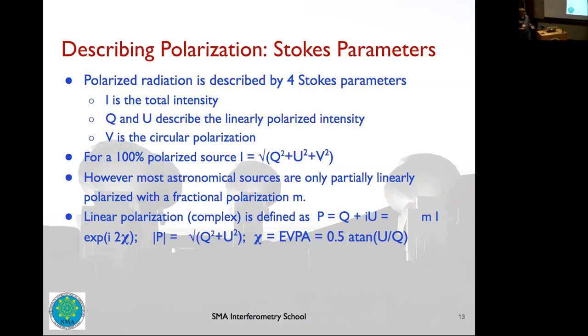But typically, most astronomical sources are only partially linearly polarized, and then we define a fractional polarization m. We can define a complex linear polarization quantity, P, which is equal to Q plus iU, or equal to m times I times e to the i2chi, where m is the fractional polarization and I is the total intensity. The magnitude of P is given by the square root of Q squared plus U squared, and the electric field vector angle chi, which was defined earlier, is half of the inverse tangent of U over Q. Now, this is very, very important: P is equal to Q plus iU. Try to remember that.